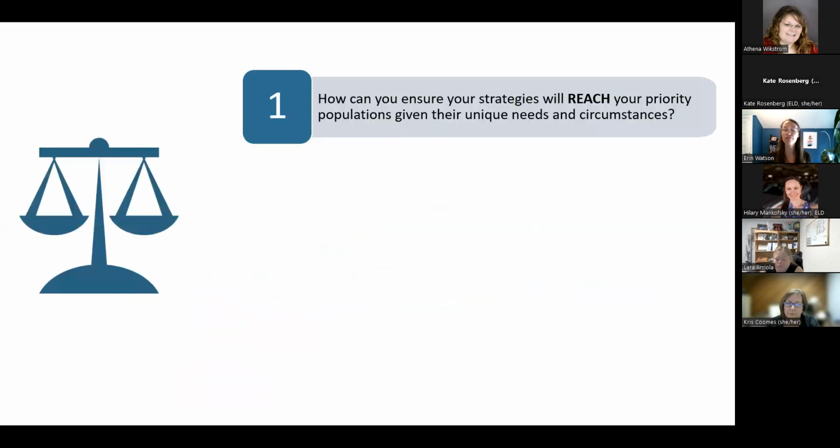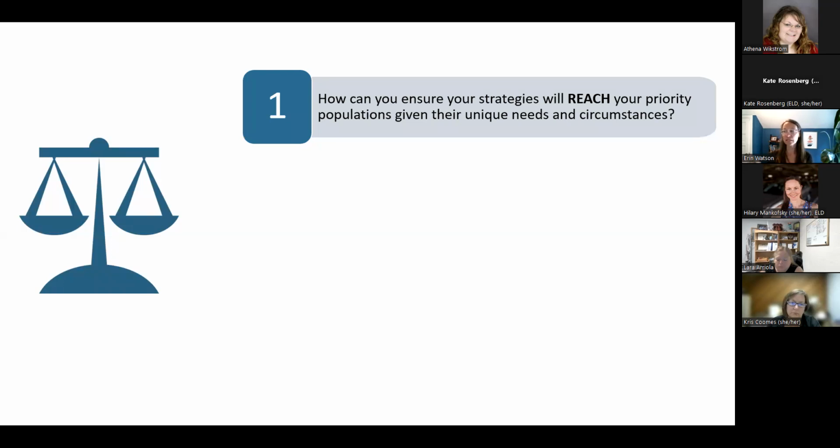Here's four questions that you can keep in mind as you and your partners design strategies to ensure you're advancing equity. The first one is, how can you ensure these strategies will ultimately reach your priority populations, given their unique needs and circumstances?